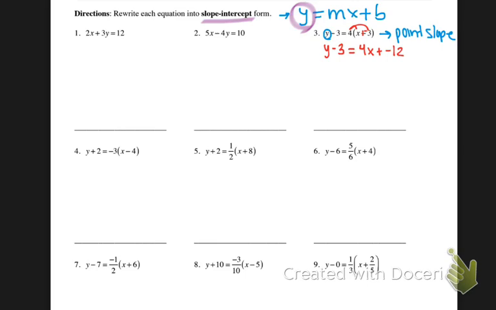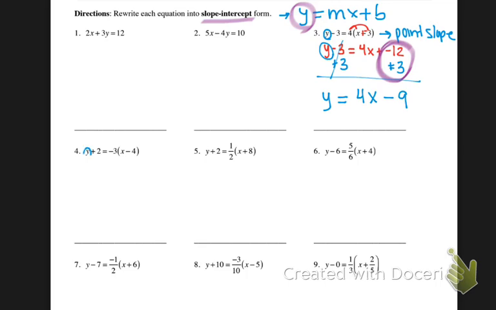The goal is still to get this y by itself. So to do that, we have to add 3 to both sides. Now notice when I wrote my plus 3 on the right side, I purposely wrote it under the negative 12 because they are like terms. So what we have is y equals 4x minus 9, since negative 12 plus 3 is negative 9. And now you're done. Your answer is in y equals mx plus b form.